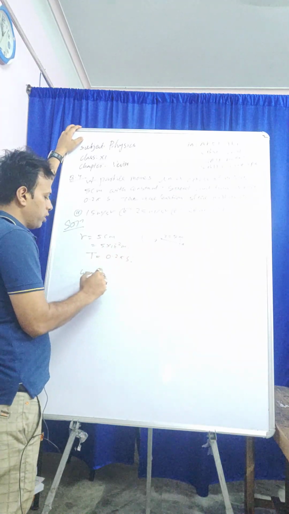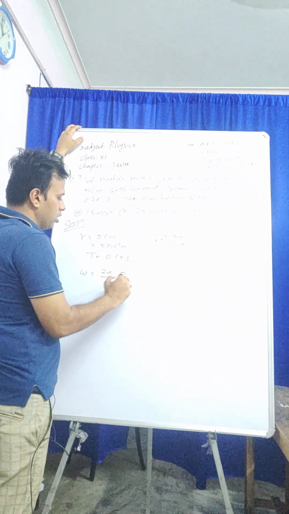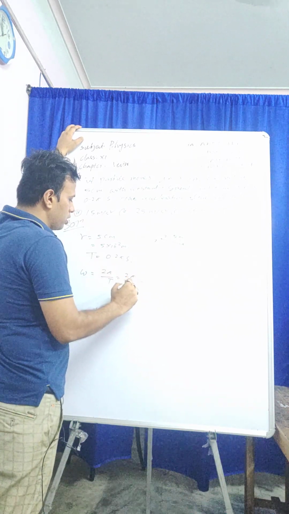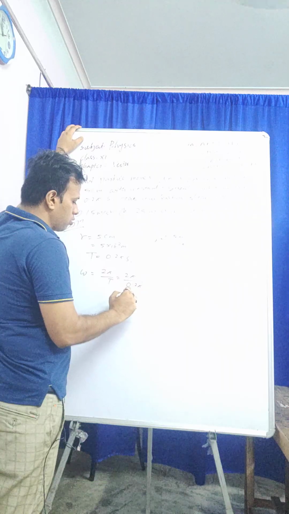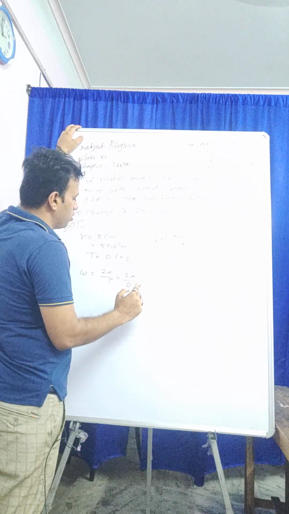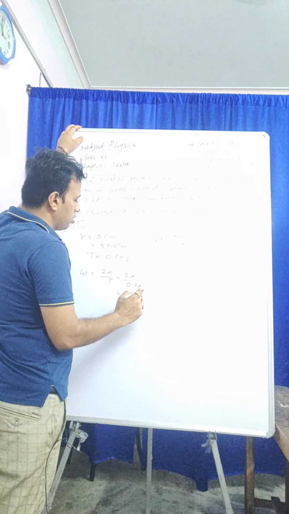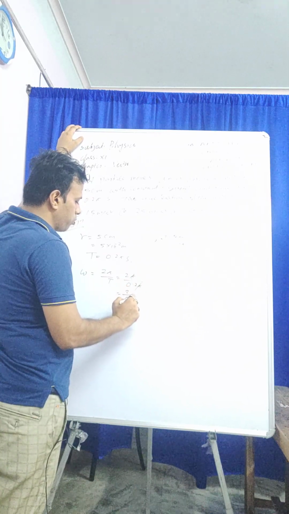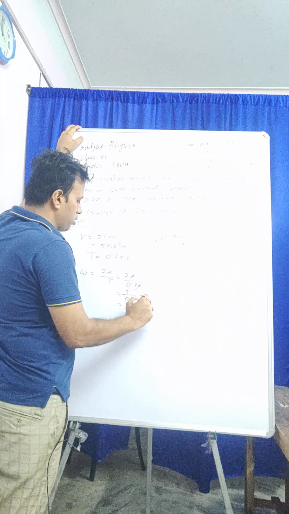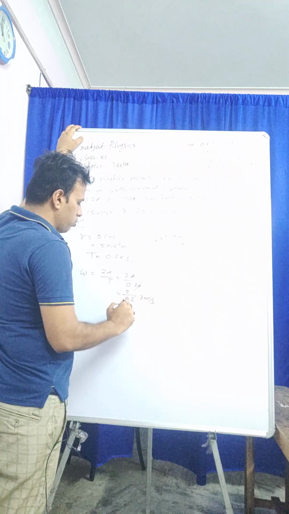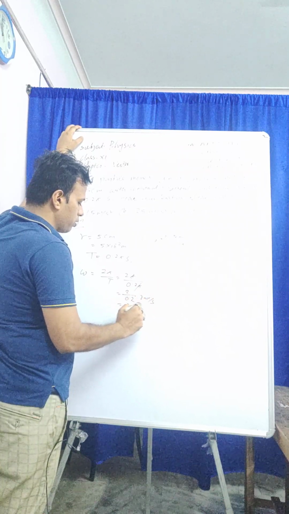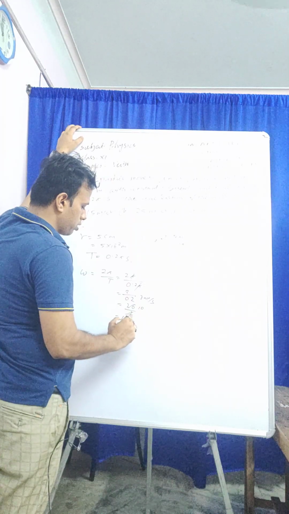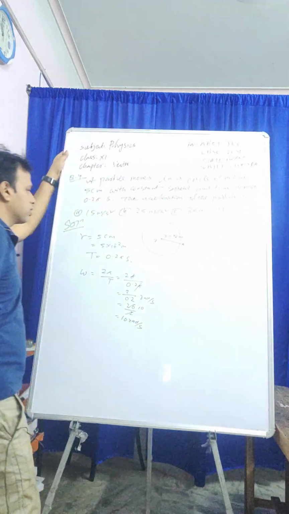So omega equal to what? Omega equal to 2 pi by T. So 2 pi by 0.2 pi. The pi will cancel out, so it will be 2 by 0.2 radian per second, so it will be 20 by 2, which is 10. So 10 radian per second.